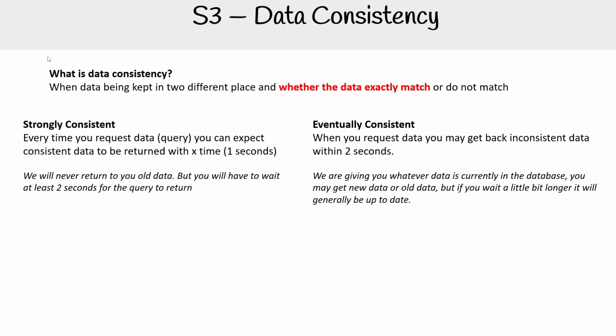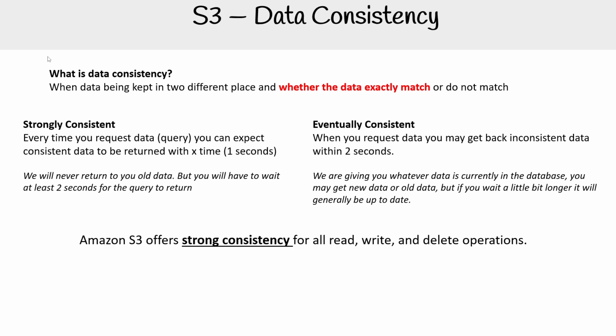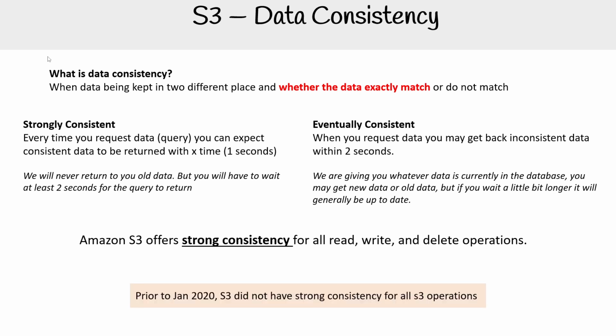So this really mattered back in the day when we're talking about S3, because some operations in S3 were strongly consistent, some were eventually consistent. Now, S3 offers strong consistency for reads, writes, and delete operations. So prior to 2020, it was not the case for all S3 operations. This is more or less all the operations that you care about, the reads, the writes, the deletes, all the CRUD actions. So just remember that Amazon S3 offers strong consistency for its S3 operations.